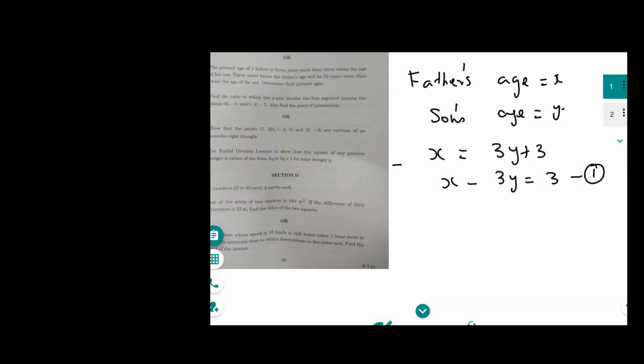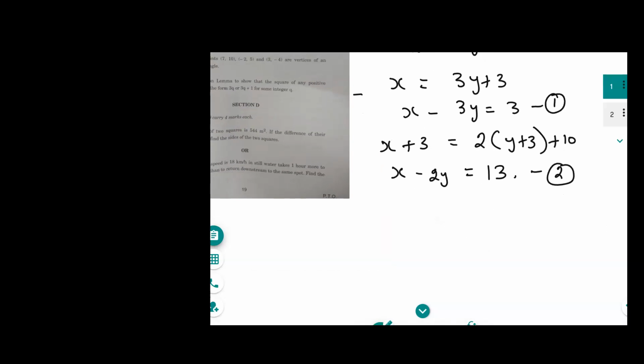Next, he says 3 years hence the father will be 10 years more than twice the age of the son. In that case, father's age will be x plus 3 is equal to 2 times (y plus 3) plus 10. Now simplifying that, you get x minus 2y is equal to 30. Let that be the second equation.